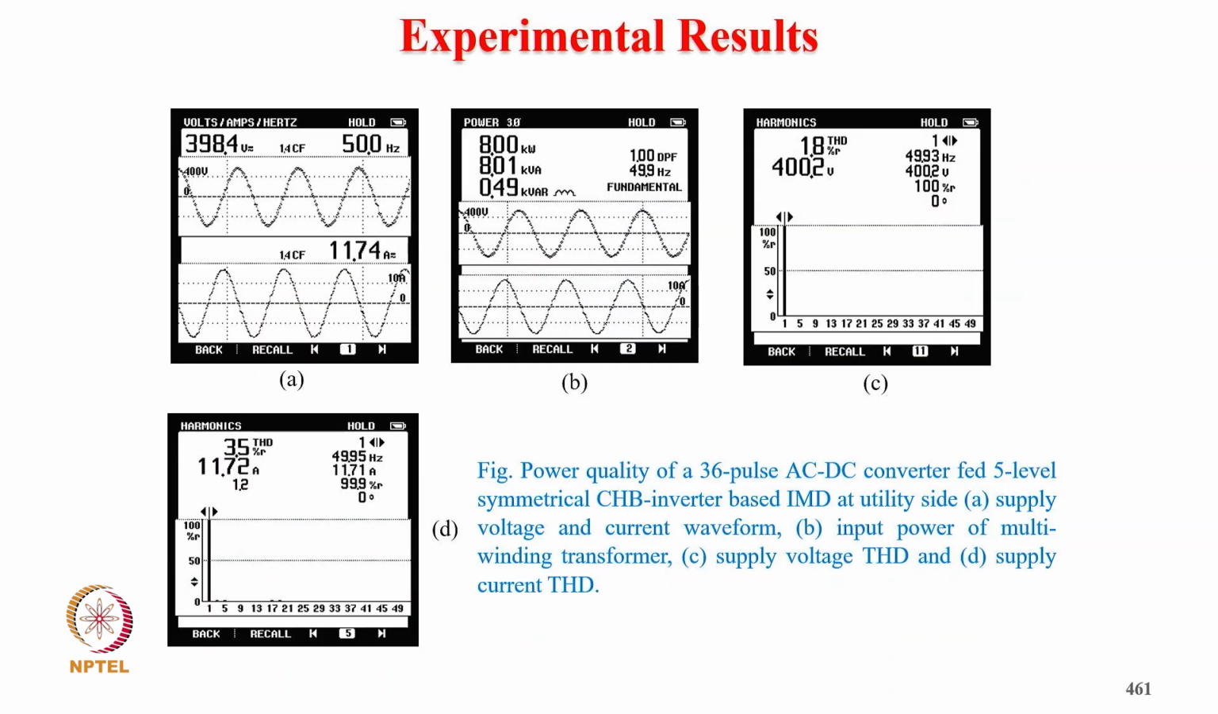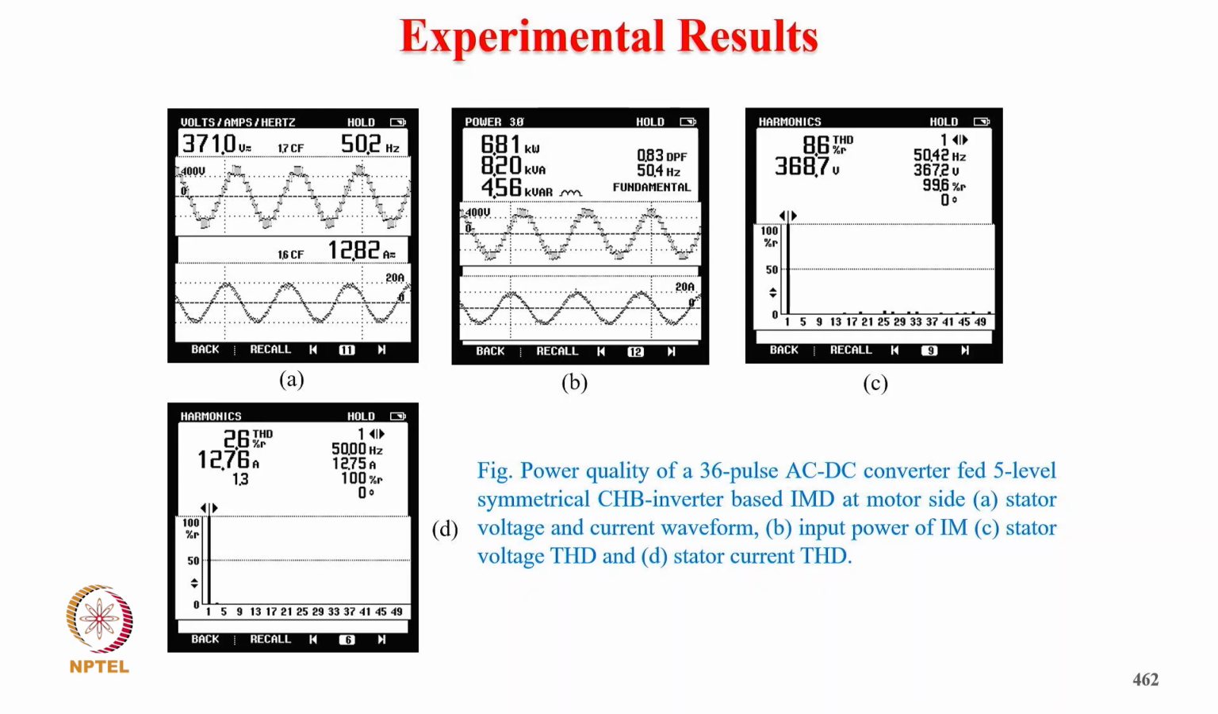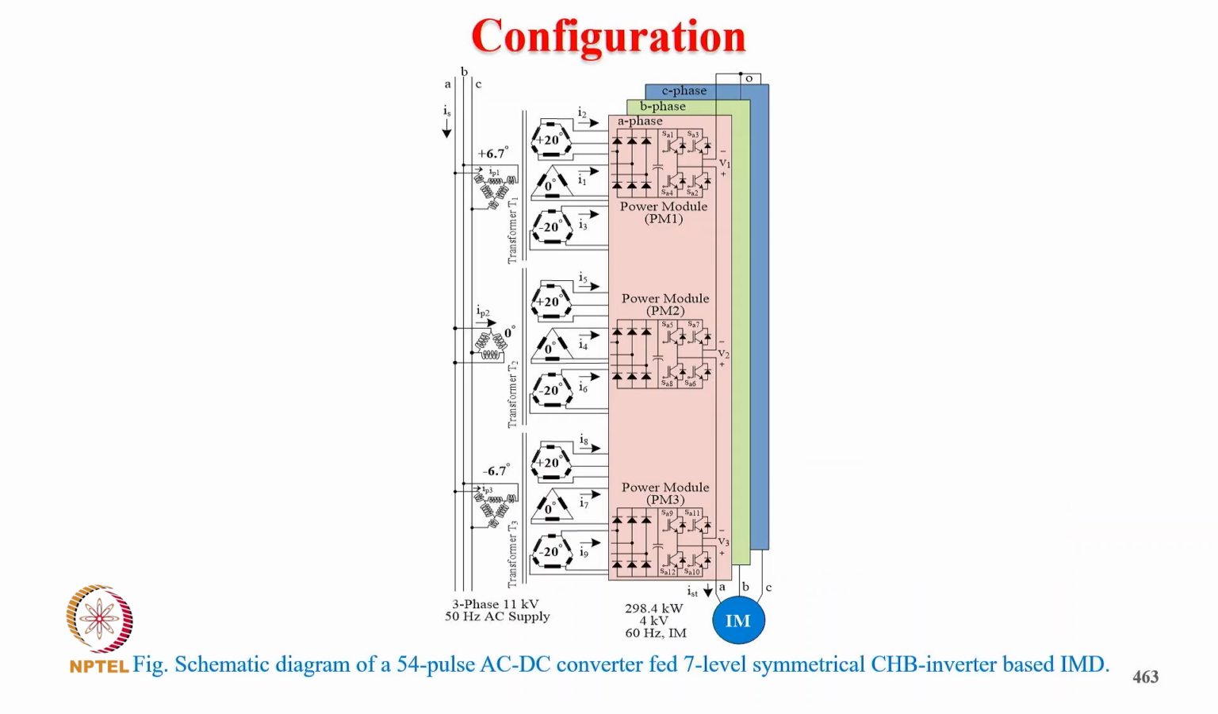And of course, you can see the total harmonic distortion of the supply voltage is 1.8%, and the supply current THD is only 3.5% as the power quality, and power factor is just unity. And this is the case when you have a calculated 5-level symmetrical converter. You have the motor voltage THD of 8.6% and motor current THD of 2.6%.